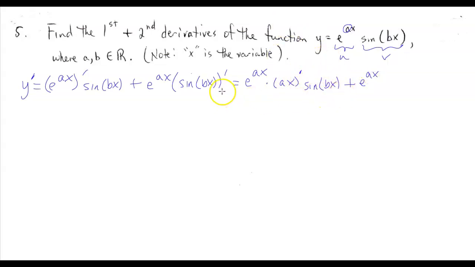So plus e raised to the ax. And then here we have derivative of sine of bx, again, a composition function. So the derivative of sine of blah is going to be cosine of blah times the derivative of the inside function, which is just bx. Okay. So note here that the derivative of ax is just going to be a. Derivative of bx is just going to be b.